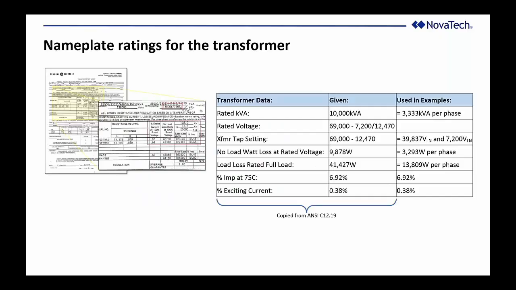So the nameplate captures these values that we've been talking about through the circuit analysis. These are the exact ratings that are given in the example in the ANSI C12.19 standard. So a 10 MVA transformer that was designed for 69 kV on the primary side and 12,470 phase-to-phase on the secondary side.